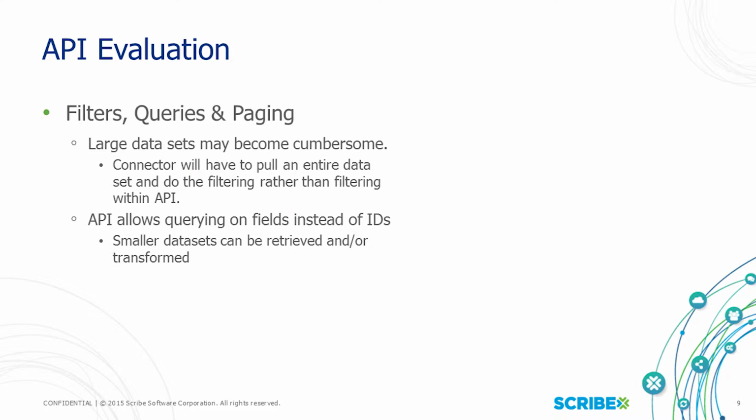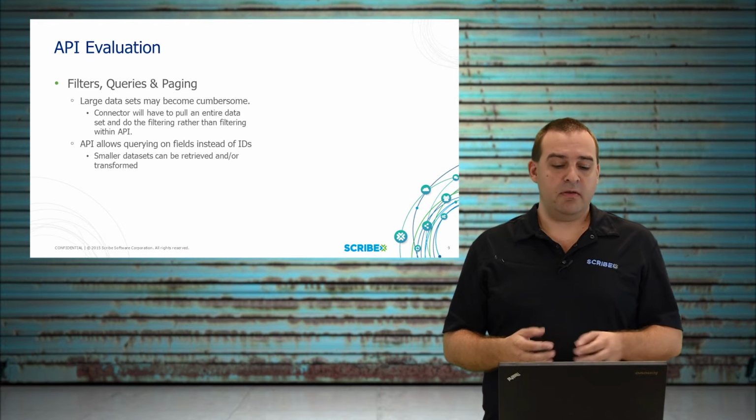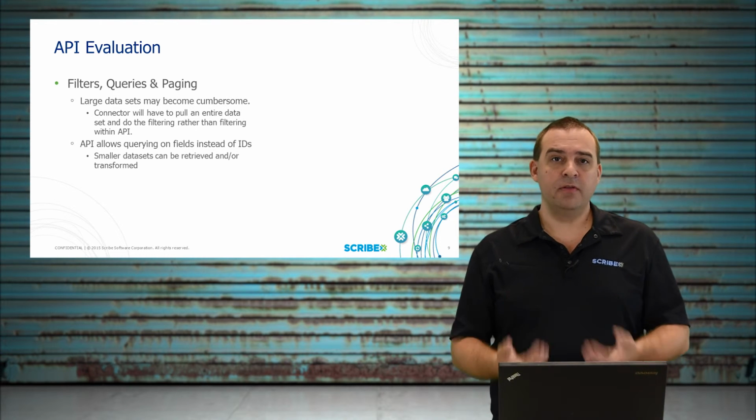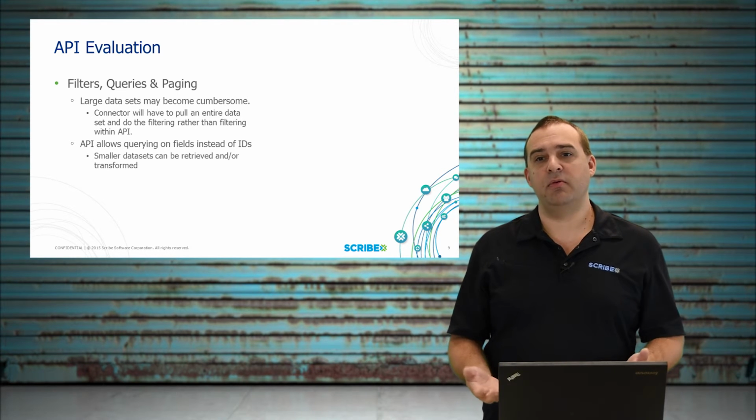And that also works with Scribe Online. Scribe Online does track the amount of data that goes through your system. So, filters, queries, and paging. We've talked a little bit about all of this so far. We haven't really talked about paging, but what we want out of filtering is to see an API that allows you to filter by multiple fields.